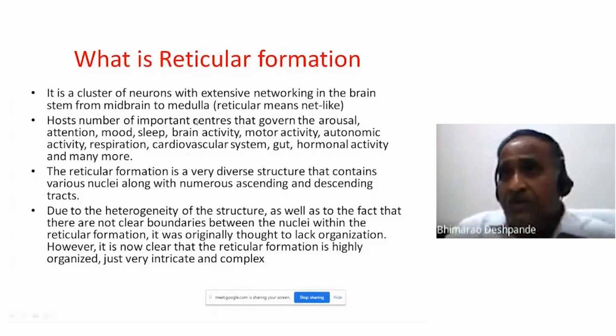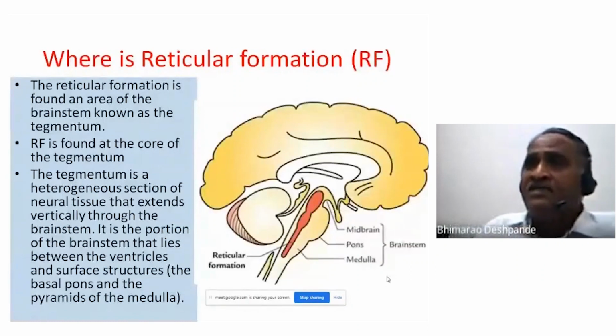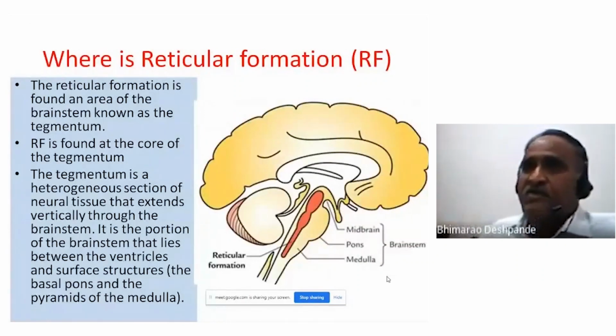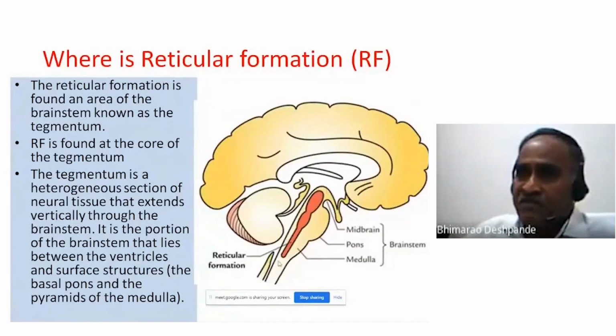Now, going to the next, where is this reticular formation? I just brought that same picture here. Reticular formation is found in the area of the brainstem. This is the brainstem. This is the reticular formation, the red club-shaped part, which starts from the midbrain there and ends here in the medulla. And this area is known as a tegmentum.